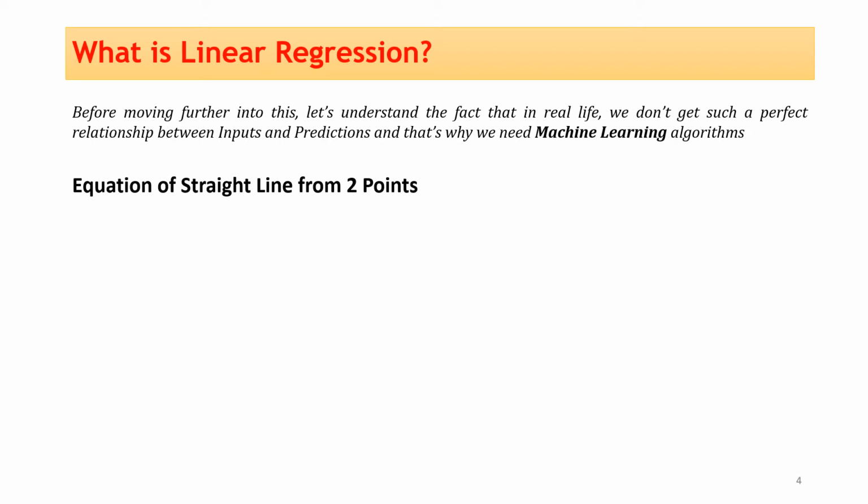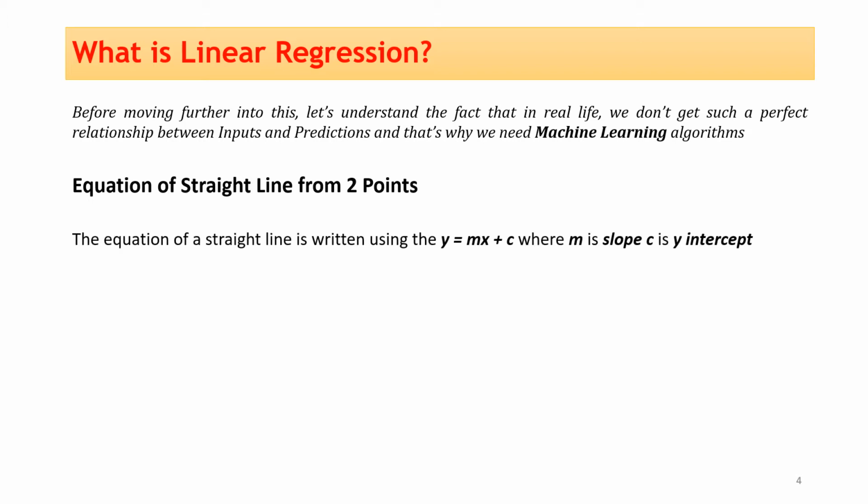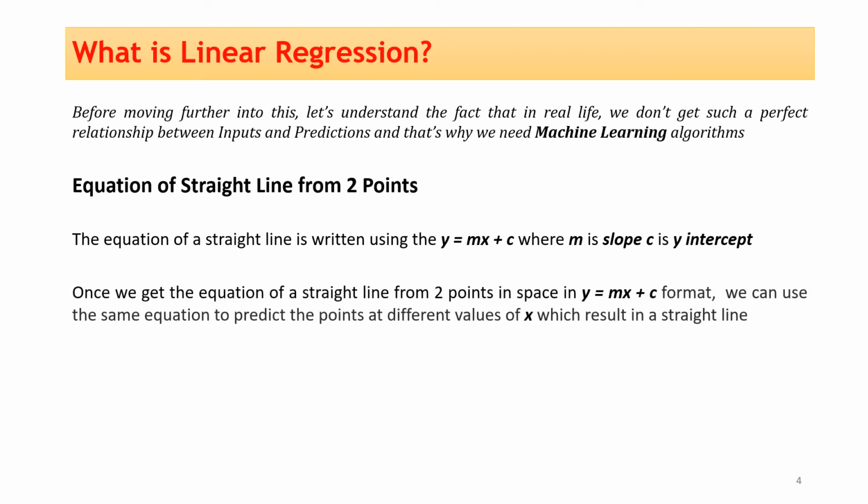Now the equation of a straight line from 2 points. The equation of a straight line is written as y equals mx plus c. In this equation, m indicates our slope while c indicates our y-intercept. Once we get the equation for the straight line from the 2 points in space in y equals mx plus c format, then we can use the same equation to predict the points at different values of x, which results in a straight line.